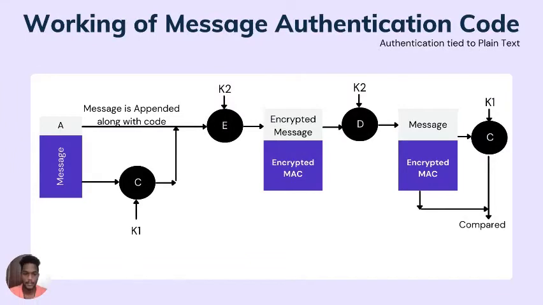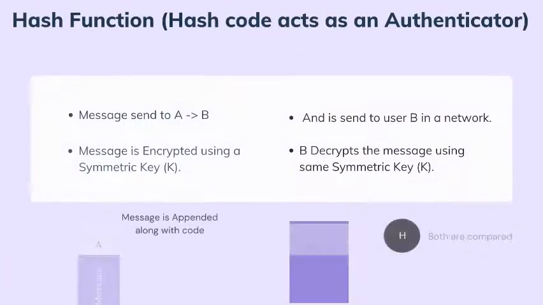So here is the diagram. Message A is appended to the message authentication function, and again it gives the encrypted MAC and encrypted message. We will decrypt the message, and we will use the authentication function, and it gives the output message authentication code. We will compare the encrypted MAC and the authentication code. If both the codes are equal, we will give access to user B.